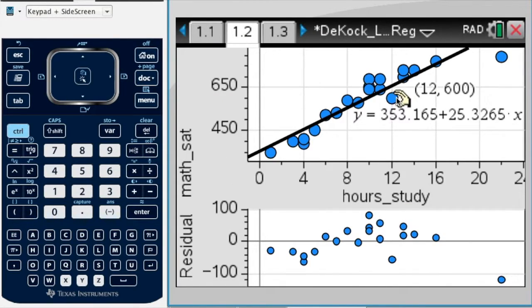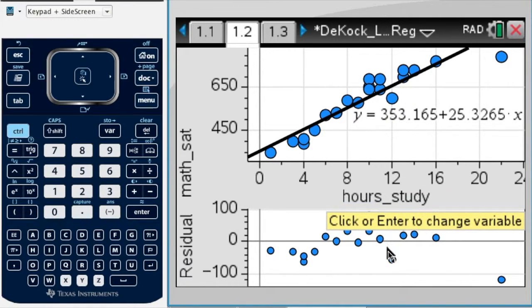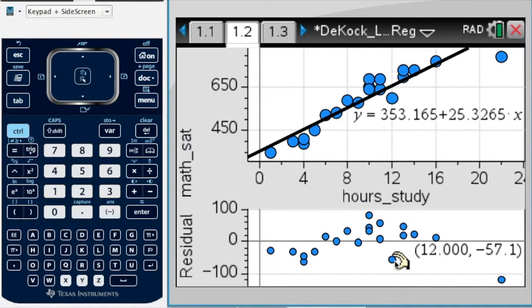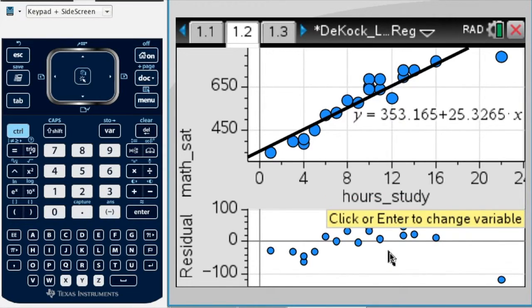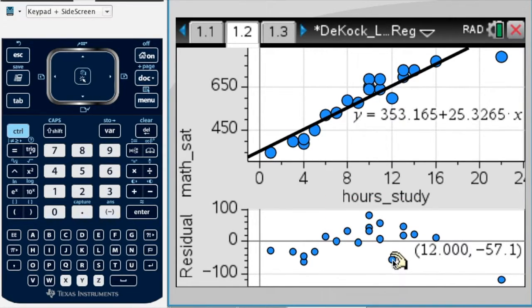What a residual is, it's the distance and direction from the line to the point. So this dot right here is the same dot here on the graph. Notice it has the same x value, but its residual is a negative 57.1. This student underperformed by 57.1 compared to what we would expect for someone who studied for 12 hours, while this student here scored about 34 points higher than we would expect for someone who's studied for 8 hours.